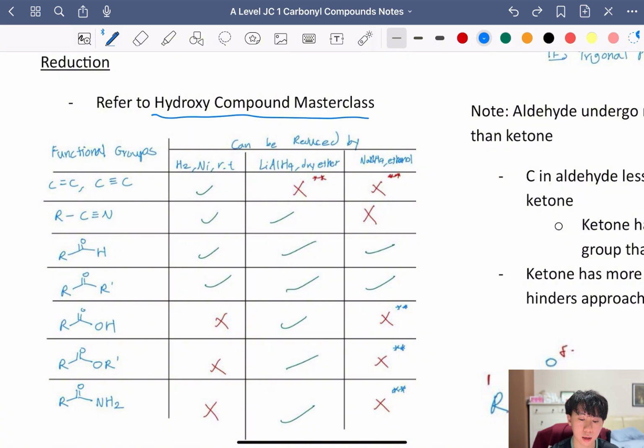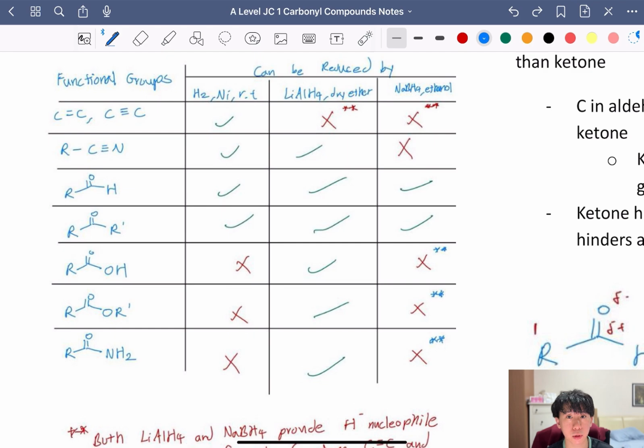Next, I want to quickly look at this table. This table briefly tells us the different functional groups that can be reduced, as well as whether it can or cannot be reduced by the different reducing agents. Some of the common reducing agents we've gone through so far are like your hydrogen gas with nickel catalyst, your lithium aluminium hydride in dry ether, or your sodium borohydride in ethanol.